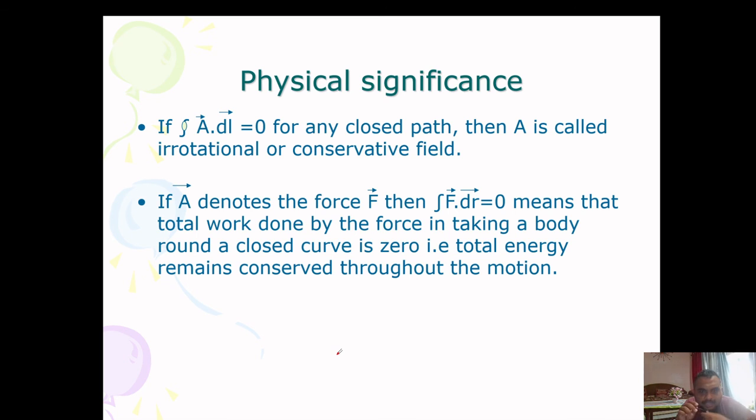And one more thing we can say is, if I have a line integral 0 over a closed path, then A is called irrotational. That means if I know the line integral is 0, automatically we can say the curl is 0. Curl is 0 means there is no rotation. If a vector denotes the force, and that force's line integral is 0, it means the total work done by the force in taking the body around a closed curve is 0. So the total energy remains conserved throughout the motion.